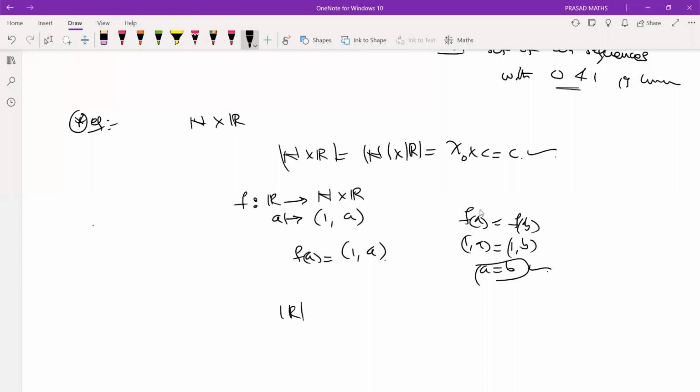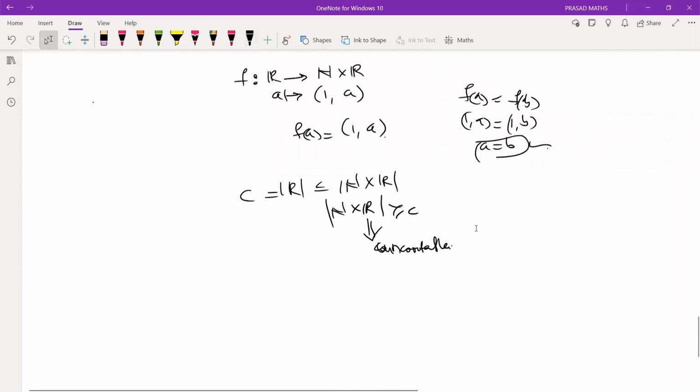Therefore, once it is a 1-1 function, the cardinality of the domain is always less than or equal to the cardinality of the codomain. But the cardinality of R is C. Therefore, the cardinality of the codomain is bigger than or equal to C. Therefore, it is uncountable. This is the second proof. So what you observe is, in a Cartesian product, at least one member is uncountable. Automatically, the Cartesian product is uncountable by this argument. Yes or no? Yes, right?